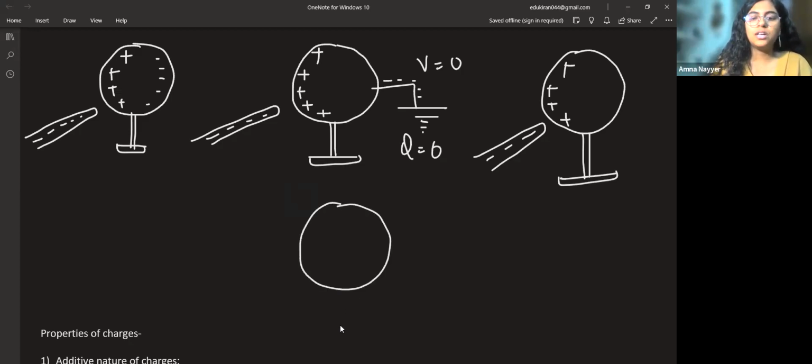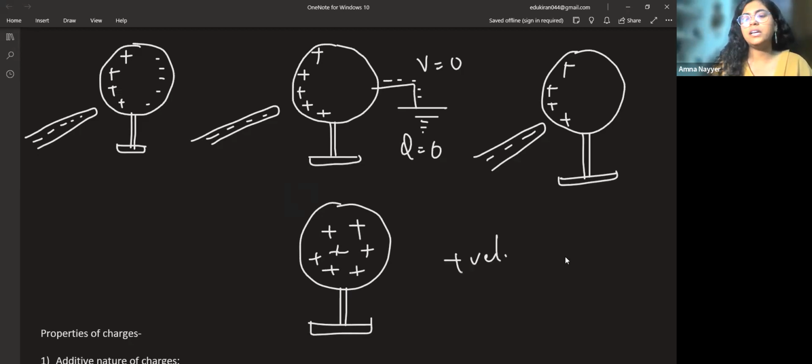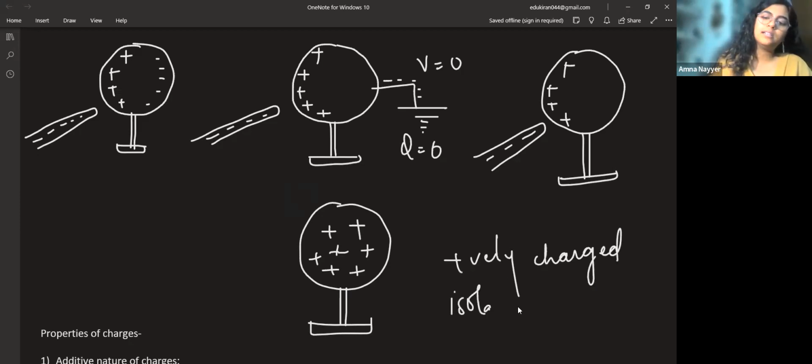So this question is there in your NCERT text also. So this is an important question. Like this only you have to make the diagram and write it. So this is a positively charged, identical, isolated sphere. All right. This is how you have to follow the steps.